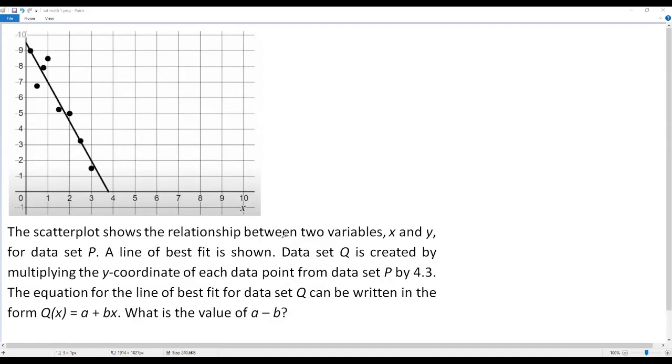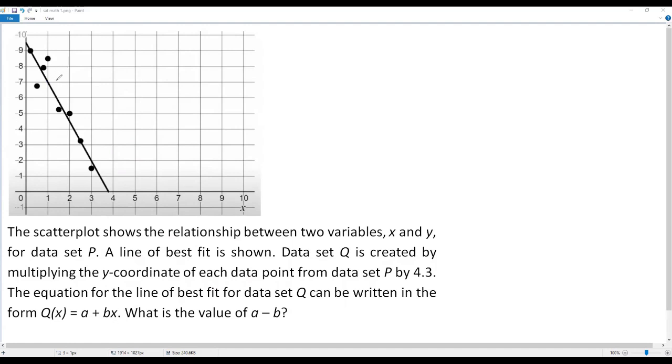The scatter plot shows the relationship between two variables x and y for data set P. A line of best fit is shown. Data set Q is created by multiplying the y coordinate of each data point from data set P by 4.3. The equation for the line of best fit for data set Q can be written in the form Q of x equals A positive bx. What is the value of A negative b?